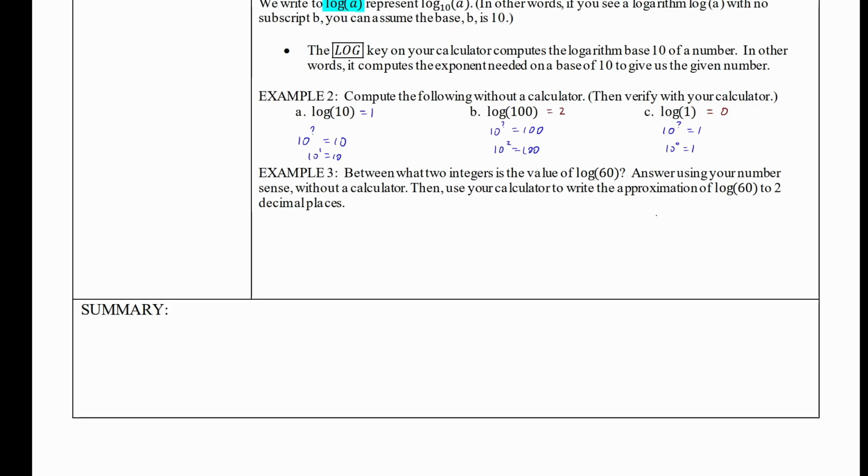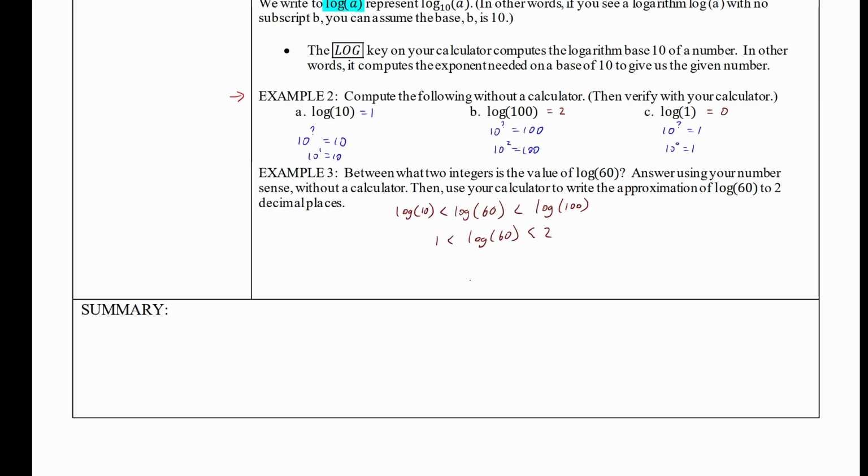The way that I'm going to figure this out is I'm going to take advantage of the work that we've already done back here in example 2. I have the common logarithm of 10 and of 100. 60 is in between 10 and 100. So what I can do is I can say that the log of 60 should be smaller than the log of 100, but bigger than the log of 10. The log of 10 is 1. The log of 100 is 2. So the log of 60 should be in between 1 and 2.